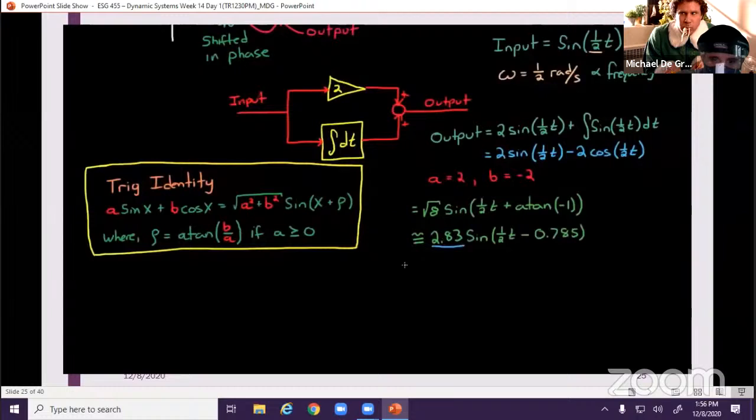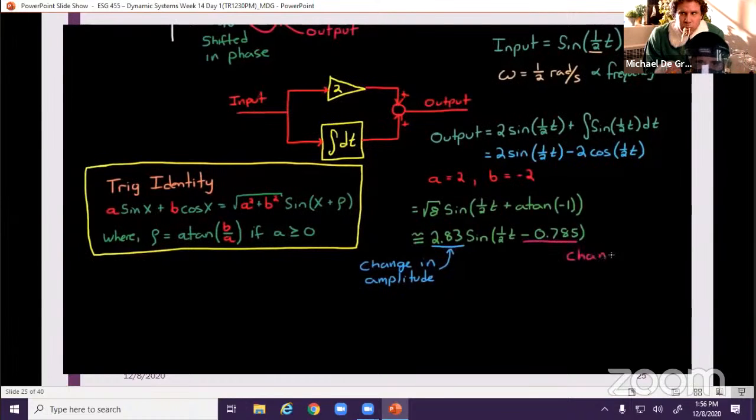Now, it should be obvious from this example that the sine wave that we input into the system is still a sine wave on the output. However, the amplitude has increased from 1 in the original input to 2.83, and that's the change in amplitude. And the phase has been shifted by 0.785 radians. Notice also that the output has the same frequency as the input, which is 1/2 radians per second.